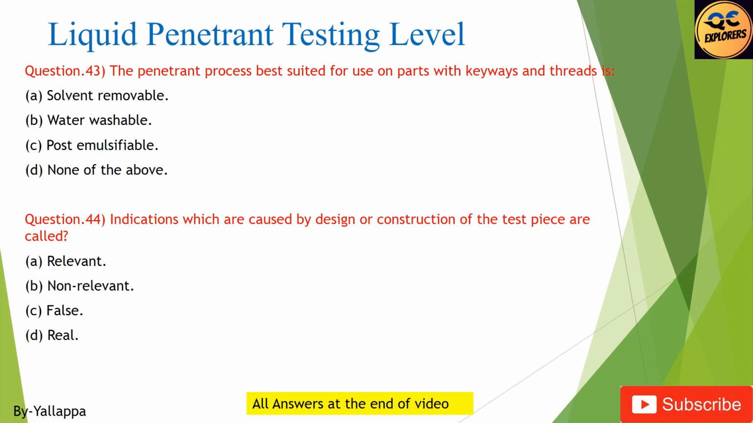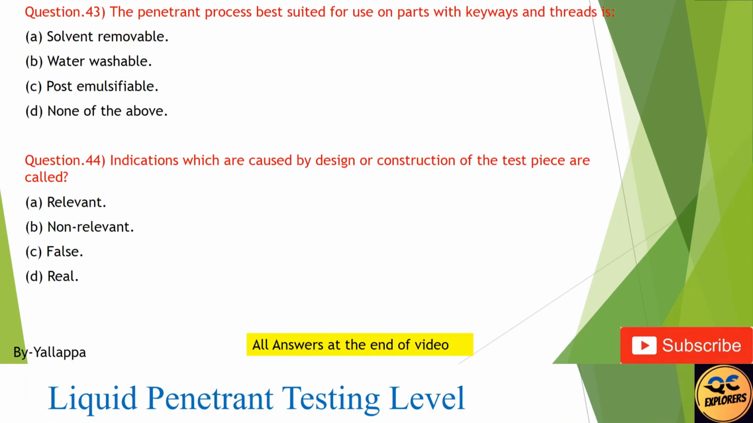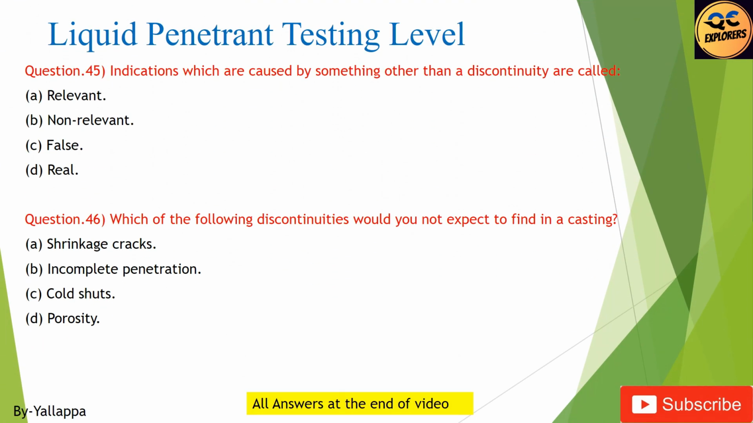Question point 43. The penetrant process best suited for use on parts with keyways and threads is solvent removable, water washable, post-emulsifiable. None of the above. Question point 44. Indications which are caused by design or construction of the test piece are called relevant, non-relevant, false, real. Question point 45. Indications which are caused by something other than a discontinuity are called relevant, non-relevant, false, real.